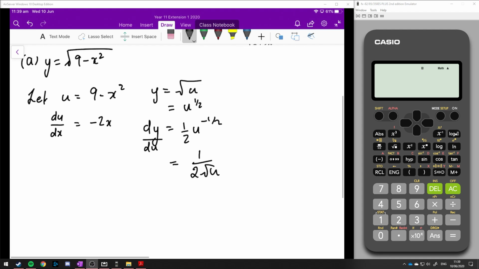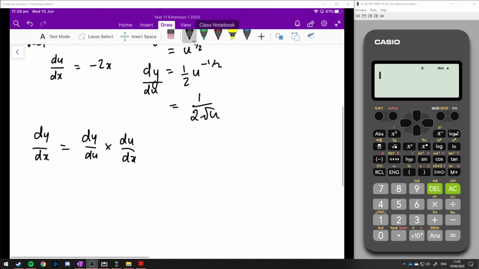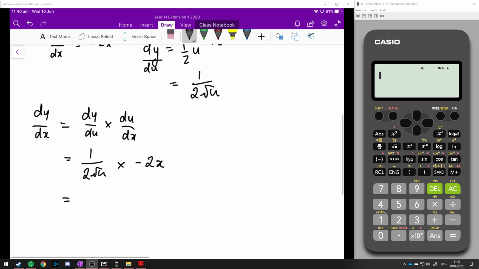Okay, so once we've got this, we can now use our chain rule, which is dy dx is equal to dy du times du dx. So dy du is equal to 1 over 2 root u, and we're going to multiply that by negative 2x. So it's going to put a negative 2x on the top and the 2 root u on the bottom.